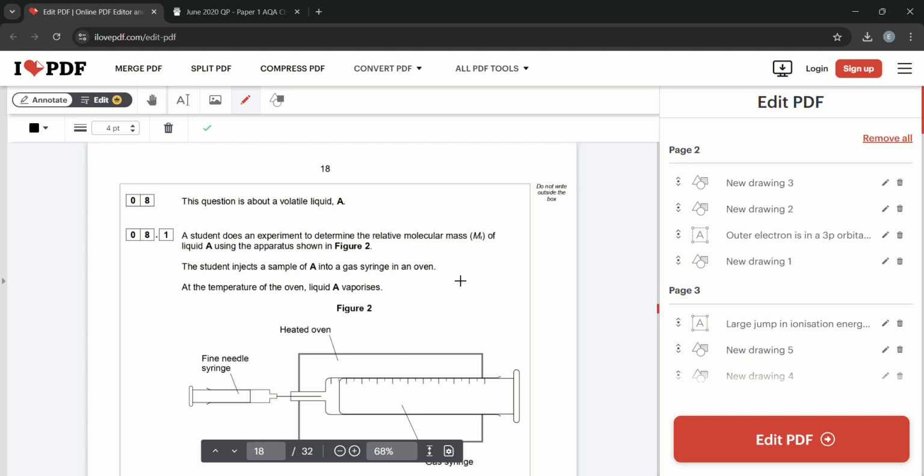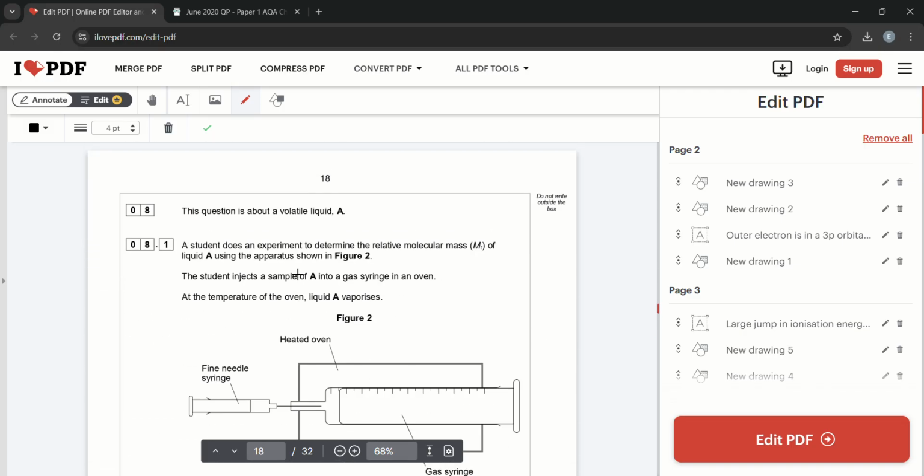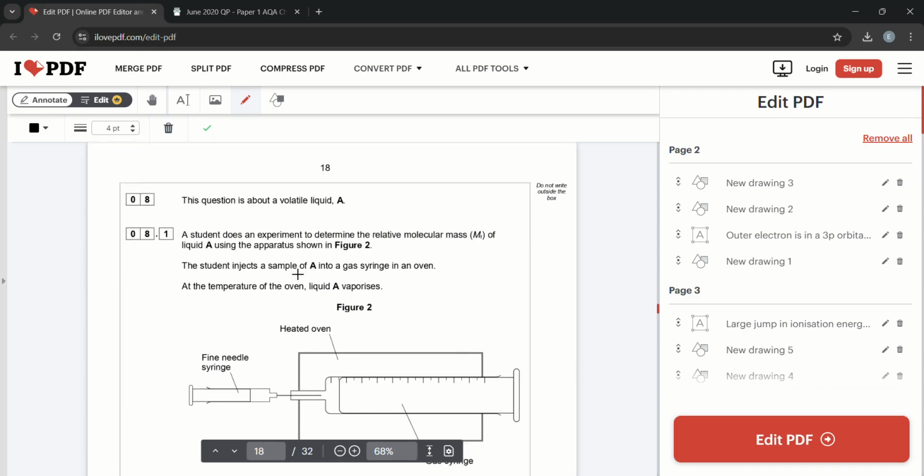Question 8. This question is about volatile liquid A. A student does an experiment to determine the relative molecular mass M of liquid A using the apparatus shown in figure 2. The student injects a sample of A into a gas syringe in an oven. At the temperature of the oven, liquid A vaporizes.